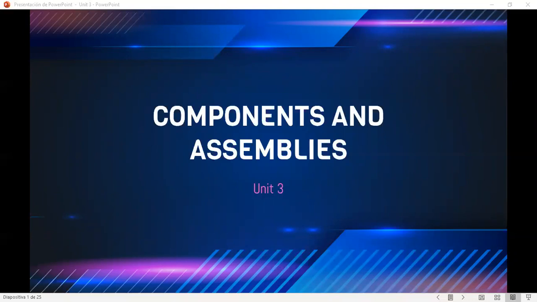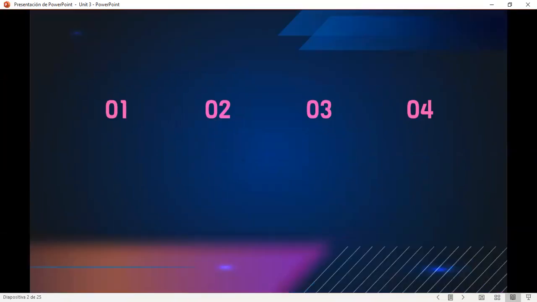Components and assemblies. That's the subject that we are going to start in this new topic, as you can see. You might be familiar with the words components and assemblies. Just to introduce this subject, I want to tell you the four different objectives of this unit. We have four main topics to talk about, discuss and investigate during this session.